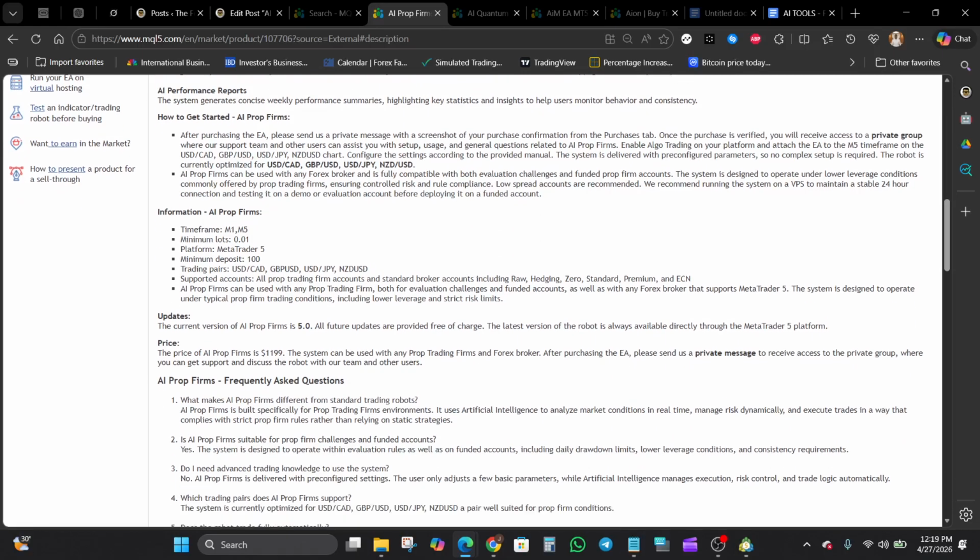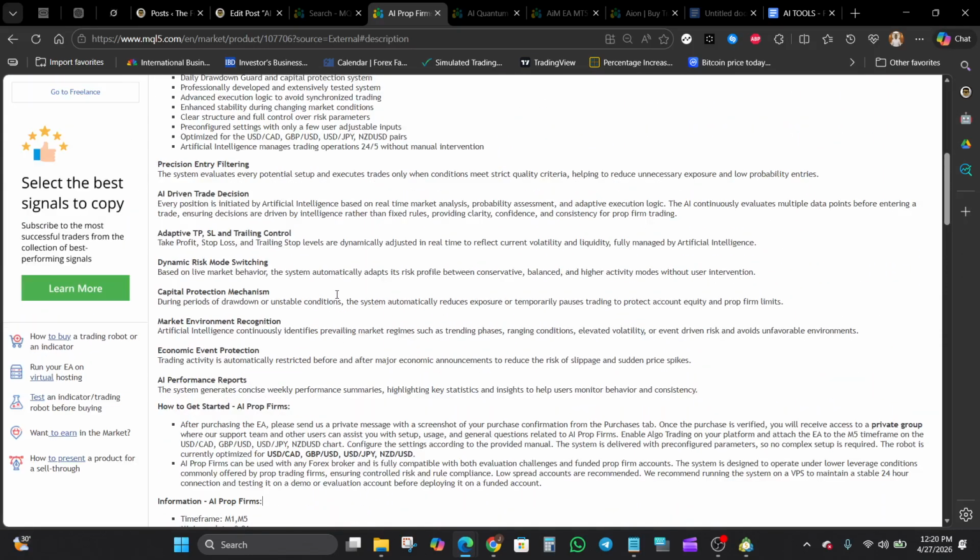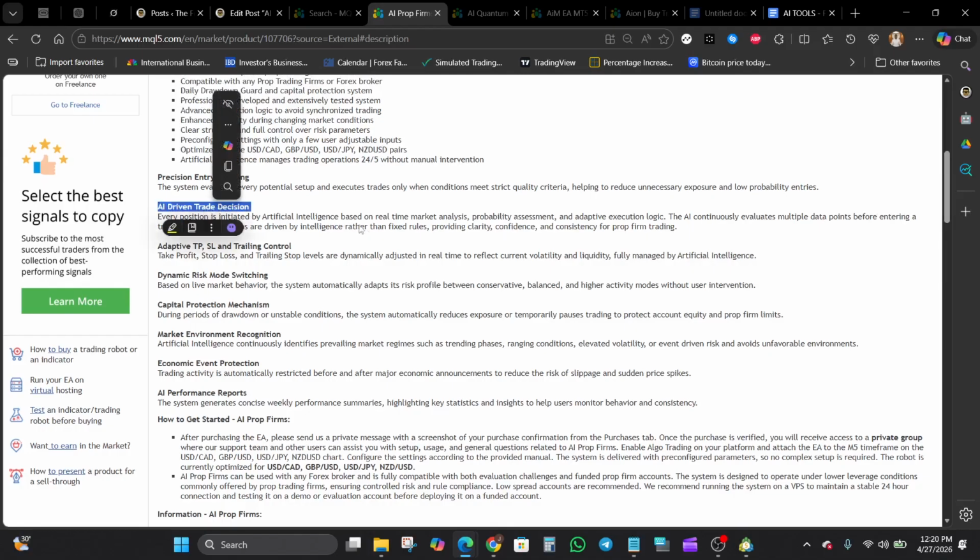Now, this is where the system becomes interesting. We can see that the EA is heavily focused on AI driven decision making, right? And that is also under strict risk frameworks. But what that actually means in practice is that it doesn't just look for entries, it first evaluates whether market conditions are even safe enough to trade. That's important because in prop firm environments, surviving drawdown rules is often more important than chasing profit.